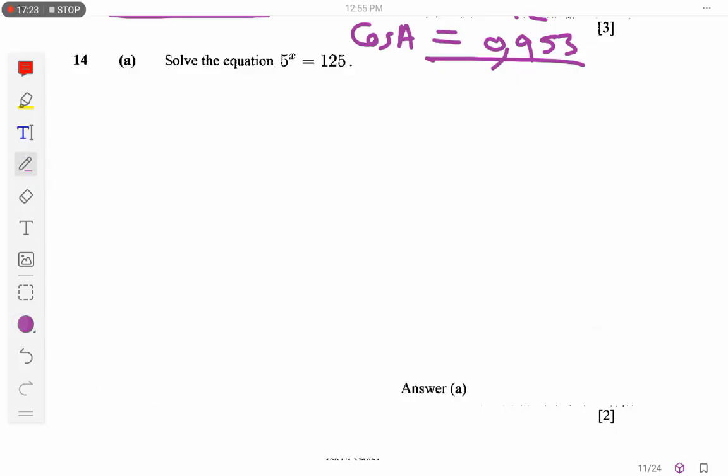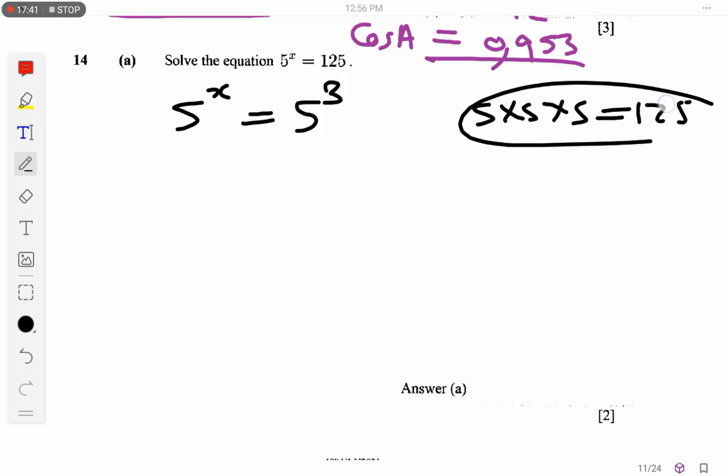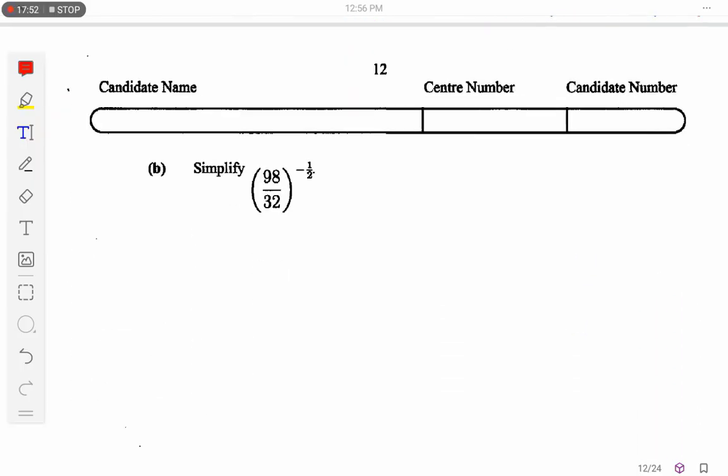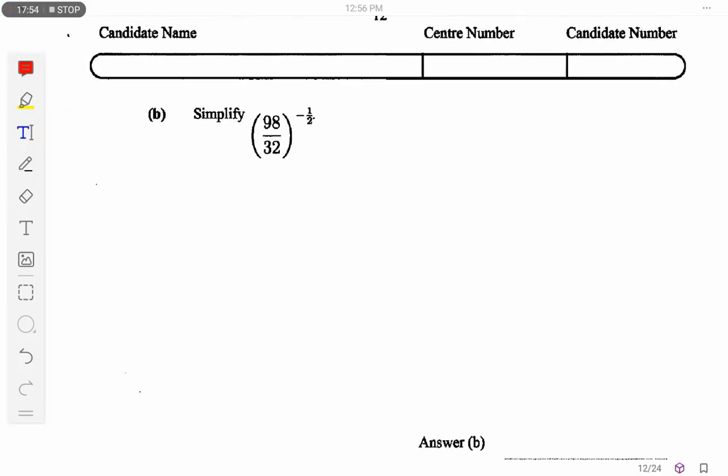Okay, the next question is saying solve this equation. So we have 5 to the power of x is equal to 125. I can also rewrite it as 5 to the power of 3, because 5 times 5 times 5 gives me 125 there. Okay, so when I have this, there are same bases there, so I can equate the powers and say x is equal to 3. Okay, I've solved the equation. Let's move on to the next question.